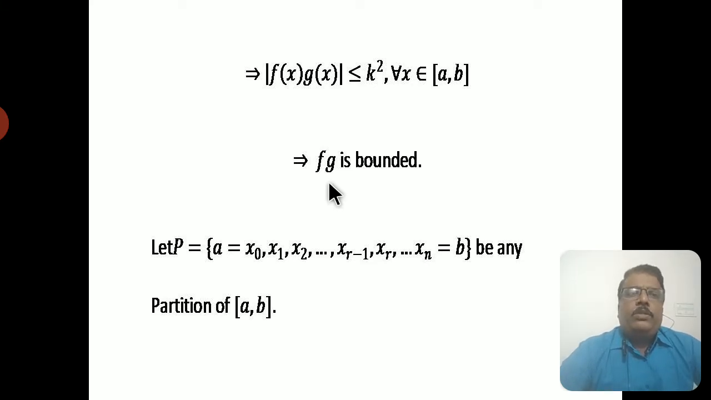Now we prove fg is integrable. F into g is also integrable. For that we consider a partition P, which is the set containing a = x0, x1, x2 and so on, x(r-1), then xr, up to xn, which is equal to b. Let this P be any partition of the closed interval [a, b]. Partition means dividing the interval into parts.